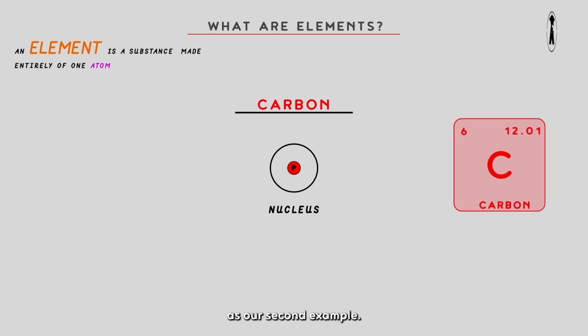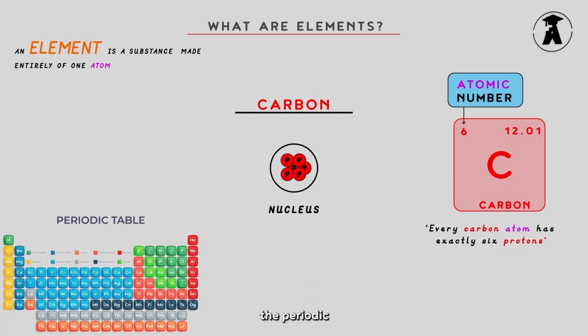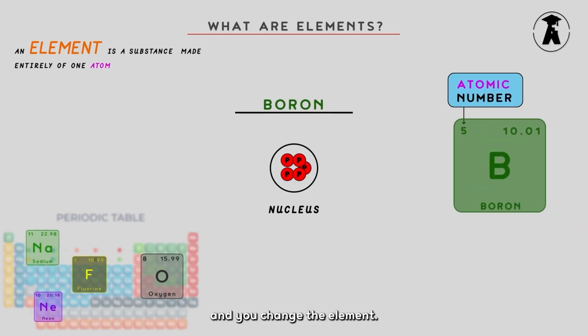Now let's use carbon as our second example. Carbon has 6 protons in its nucleus. Therefore, its atomic number is 6. So every carbon atom has exactly 6 protons. Fun fact, the periodic table organizes elements by atomic number. Change the protons and you change the element.